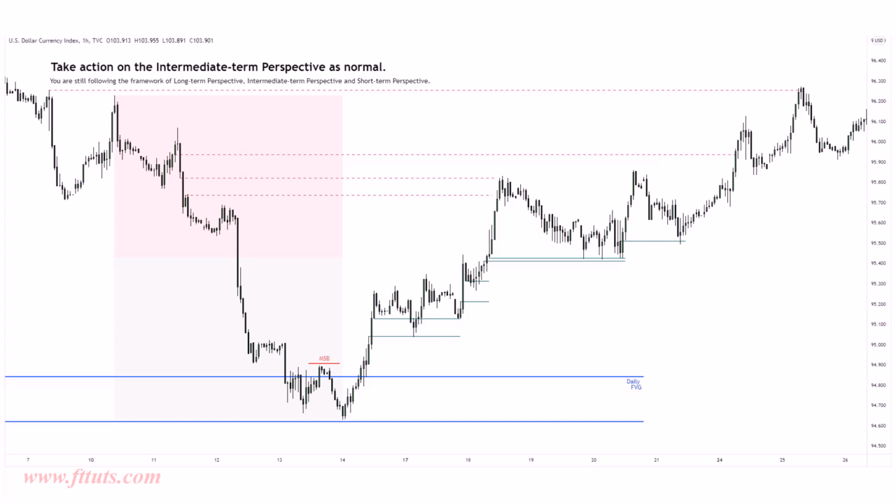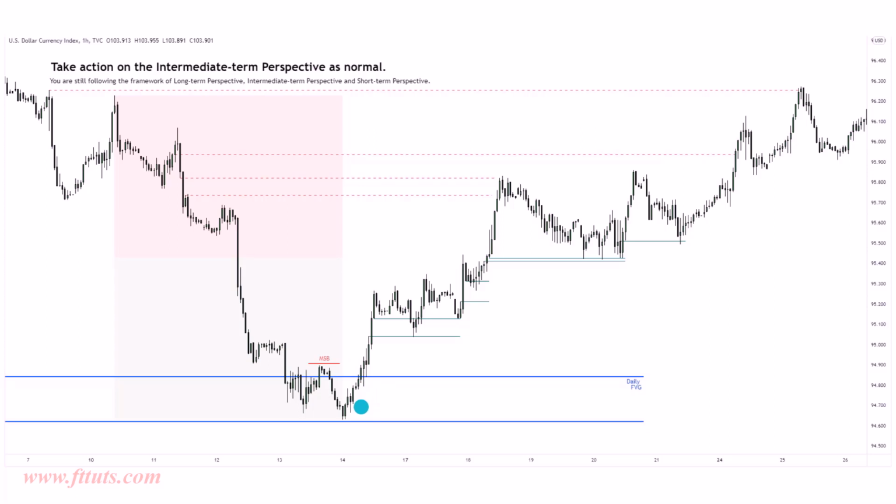Then after we have made our long-term perspective clear, it's fine to go to the normal way of doing things, which is 1 hour and 15 minutes for intermediate term perspective and 15 minutes perspective. So just do the same thing as normal. Just follow your framework. Nothing has changed. You see here, parent order flow gets activated.